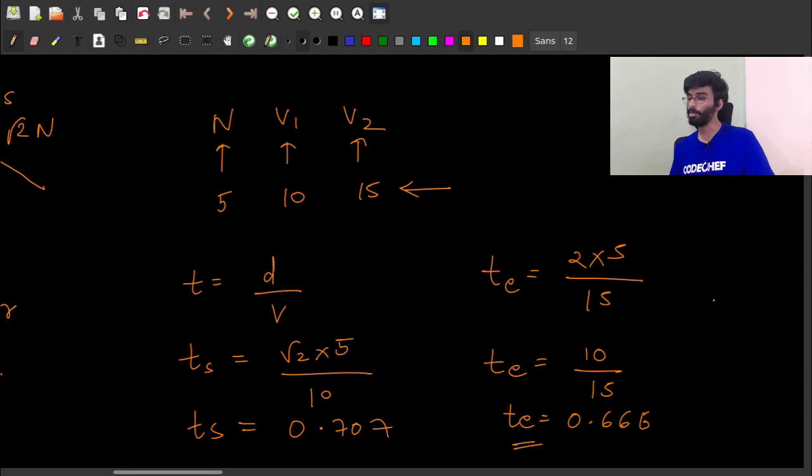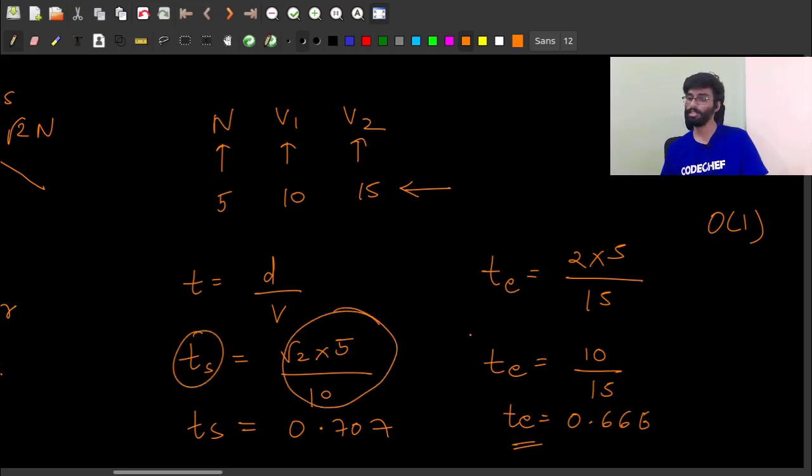Therefore the time complexity will be O of 1 for each test case, because we are just calculating the time for stairs and the time for elevator and comparing them, and whichever is smaller we output accordingly. So let's get to the code.